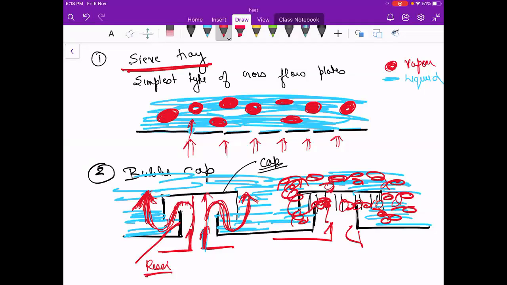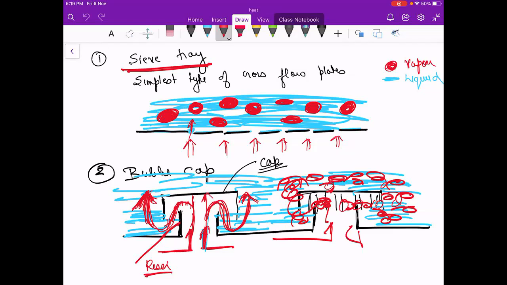So you can write this: a bubble cap tray has a riser or chimney fitted over each hole, and a cap that covers the riser. So this is a riser in that. Enough time means basically contact time is more.